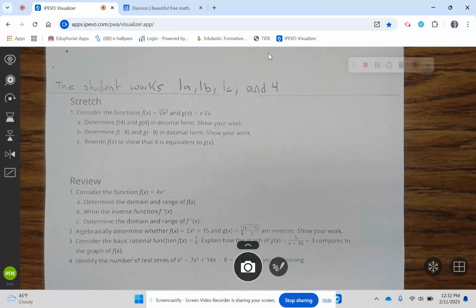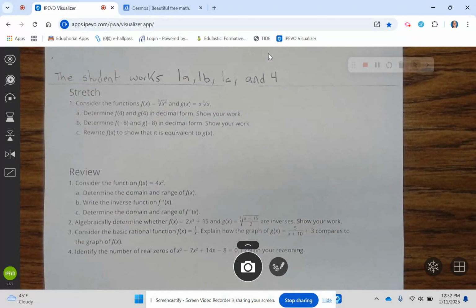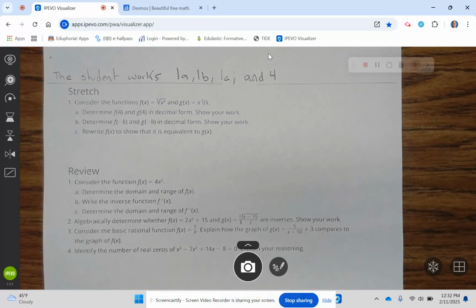And the student works 1A, 1B, 1C, and 4. All right, go ahead and finish your notes. Start working on your assignment and have a wonderful Wildcat day.